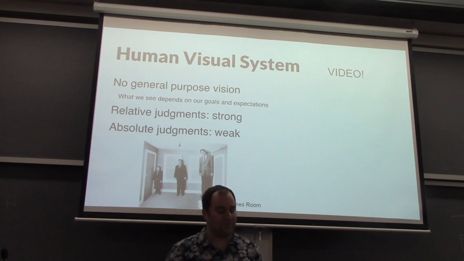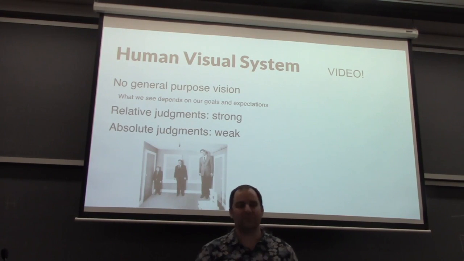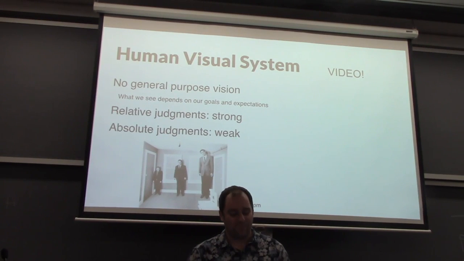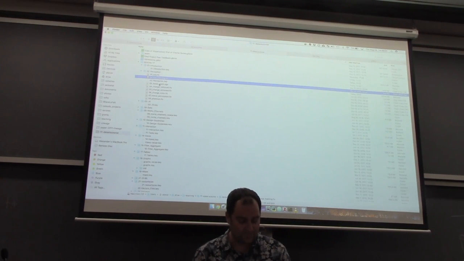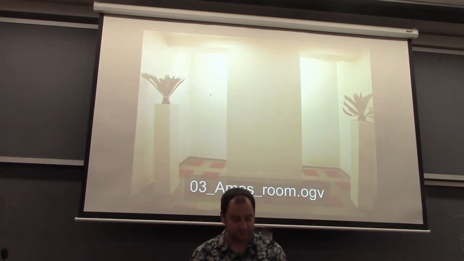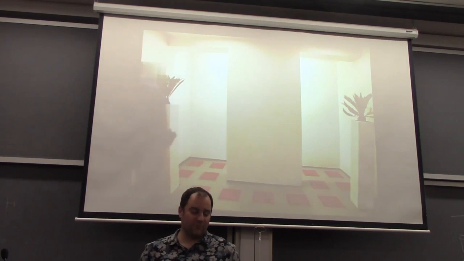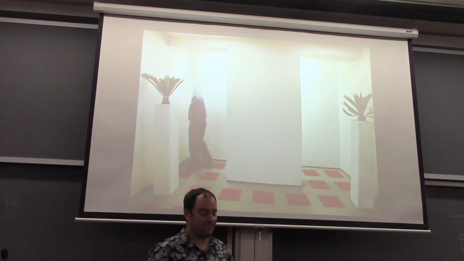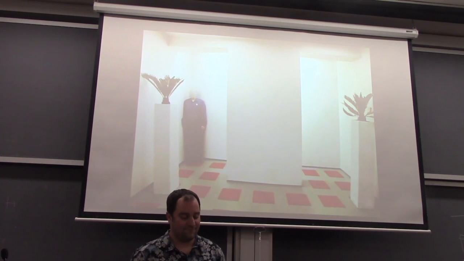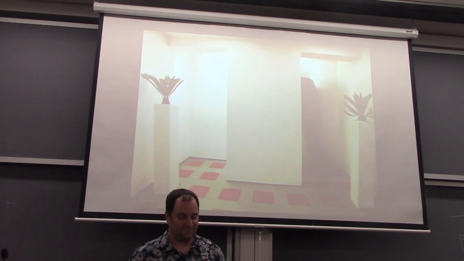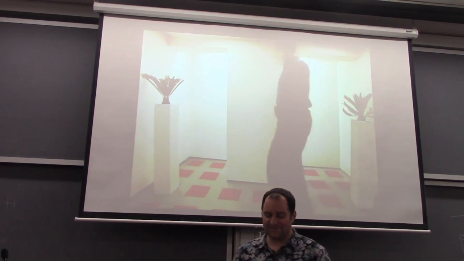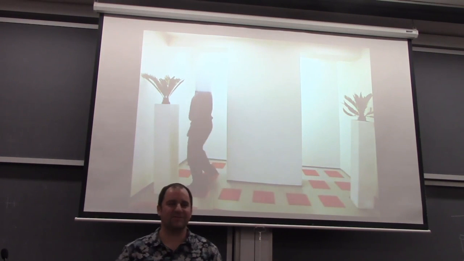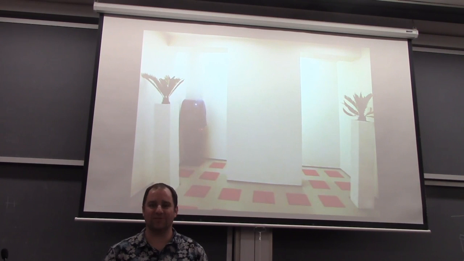So I also wanted to emphasize this before, but we don't really have general purpose vision. We always frame things in the context of what we perceive. And so there's this famous example, the Ames room. So this looks like a perfectly normal room, and then we have a person going into that room. And this is not somehow digitally altered. This is just relying on our assumptions of what a room looks like.